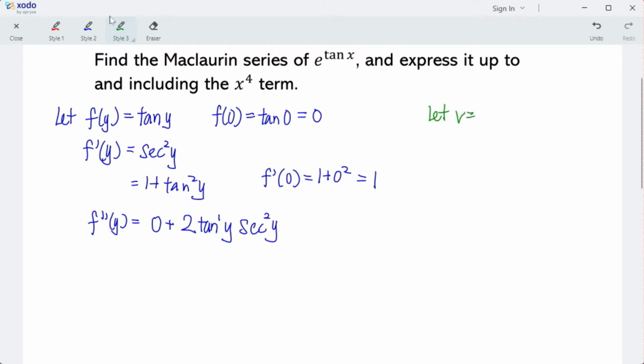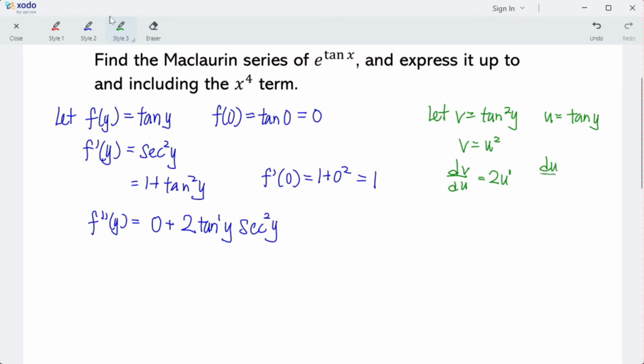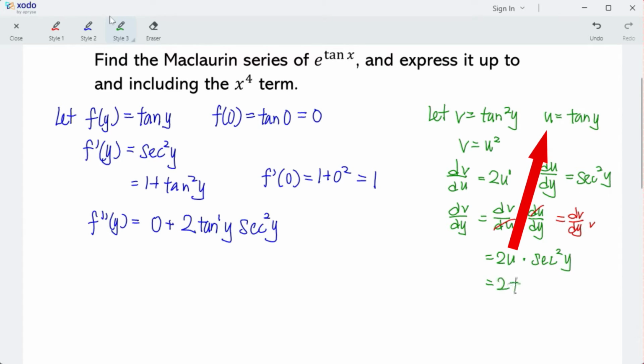We can first let v be equal to tangent square y, while u is equal to tangent y, which means that v is equal to u squared. If we differentiate v with respect to u, we have the power come down, 2, and the power loses 1, 2 minus 1 is equal to 1. Now differentiate u with respect to y, we obtain secant square y. What we need here is dv/dy, but we only have dv/du and du/dy. If you treat them as unknowns and multiply, we can eventually eliminate du and obtain dv/dy, which is the term that we are looking for. So we just have to take 2u multiplied with secant square y, and u is equal to tangent y. And this is the term that we are actually looking for.